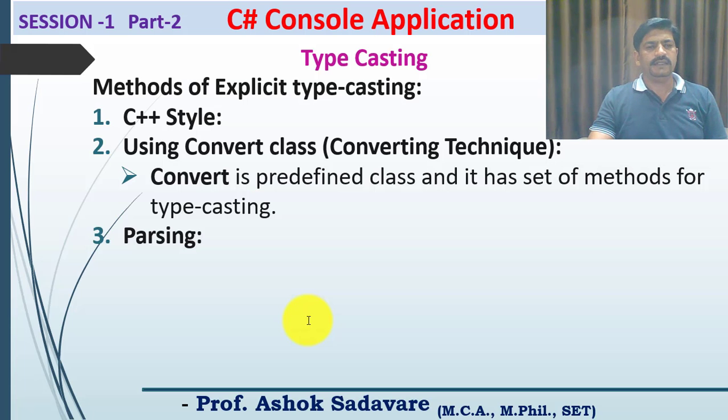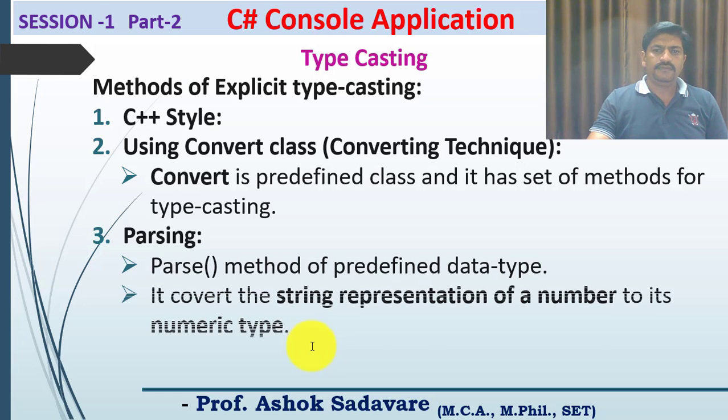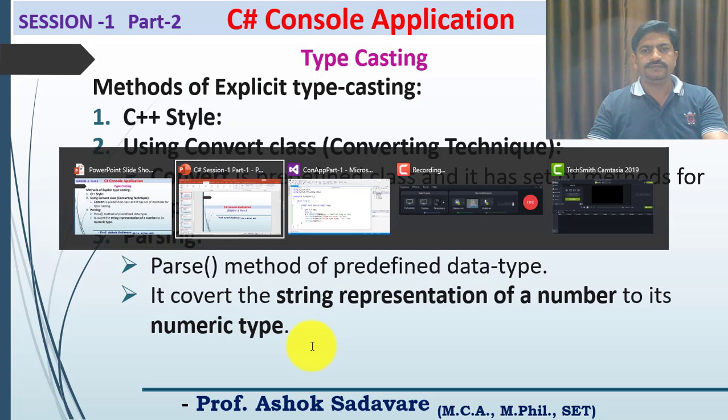This method is a parsing method. You can use the Parse method for converting or for typecasting. Parse is a method of the predefined data type. It converts the string representation of a number to its numeric type. It means if a string contains a number or numeric value, that string will be converted to the specific numeric type. That is the use of the Parse method. Now let's see an example of this Parse method.